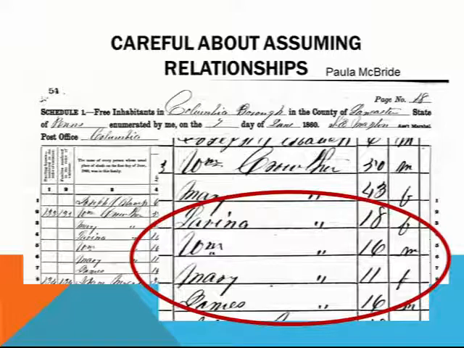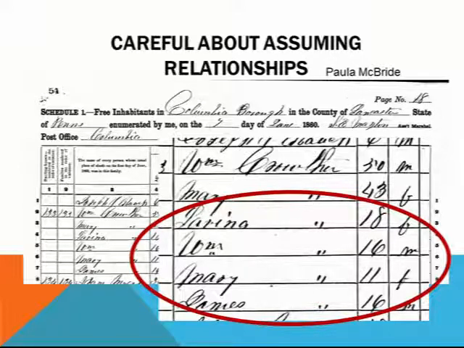Paula McBride provided the next example. This is an image of the 1860 U.S. Census where no relationships are given. It is the household of William Crowther. Can you assume that all of these children are his children because they are living in the same household?